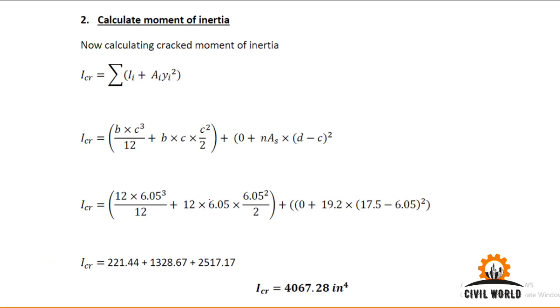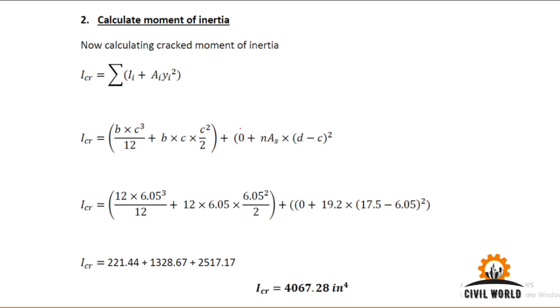its area from the neutral axis, which is c. Actually, we have made a minor mistake. It is c divided by 2 whole squared, because it is y i squared. So it is c divided by 2 whole squared, so it will come out to be c squared divided by 4.